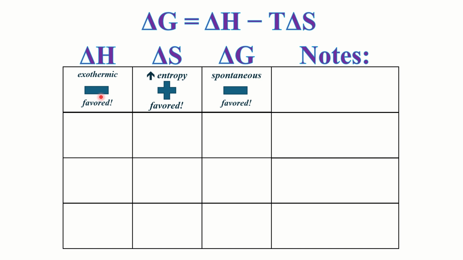positive delta S, both of these things represent favorable processes, and if you think about it, if delta H is negative, this term is negative, and if delta S is positive, this entire term will also be negative. You add two negatives together, you get a negative value, and so delta G must be negative, meaning spontaneous. So anytime you have a process that is both exothermic and it results in an increase in entropy, it is always spontaneous.